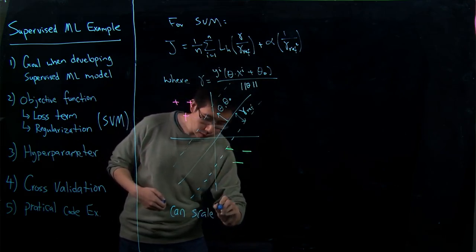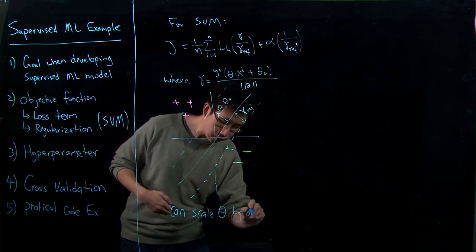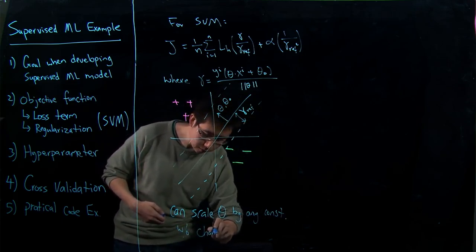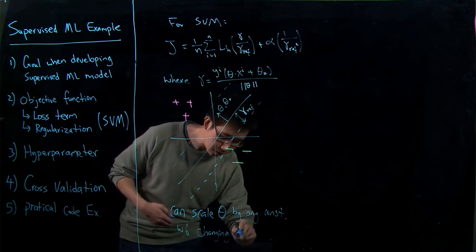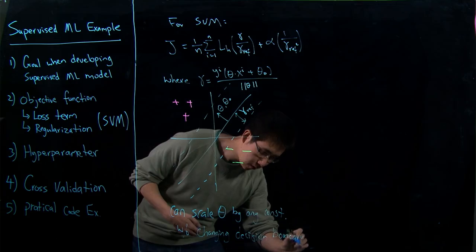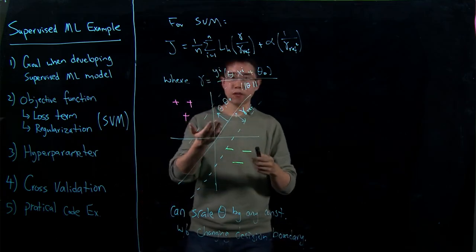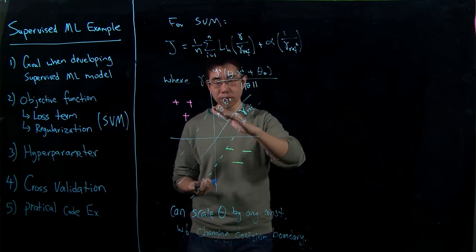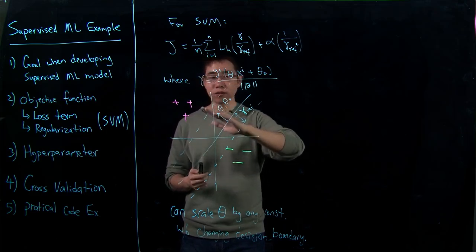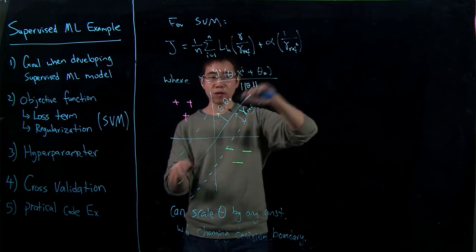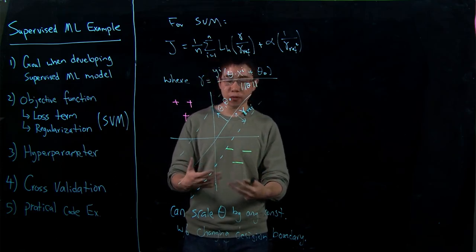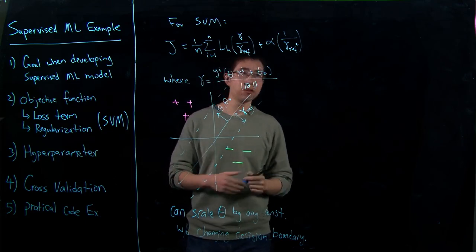scale theta by any constant without changing our decision boundary. This is because theta describes the orientation of this normal vector. So we can scale theta by any constant. It will only change the magnitude of this vector, but will not change the orientation of this vector. So in turn, our decision boundary would not change. So here we see that we actually have some room to play with in setting what our theta actually is.